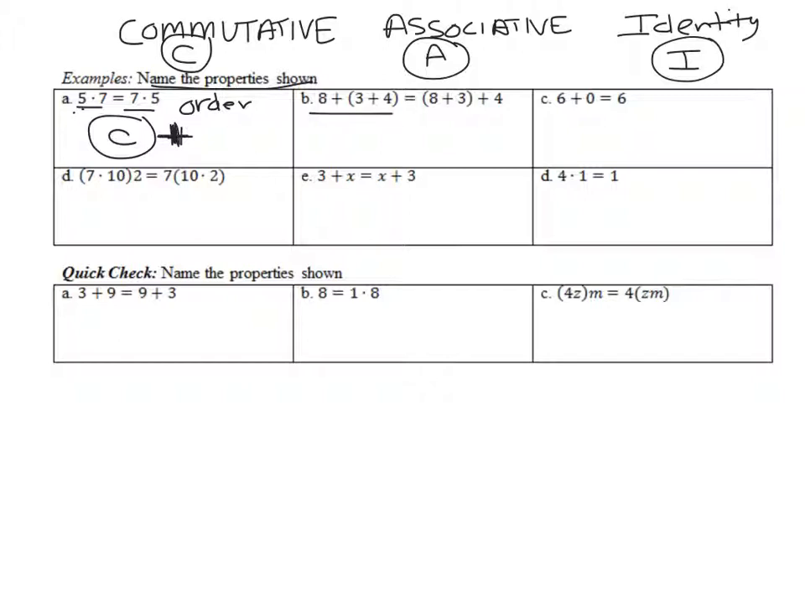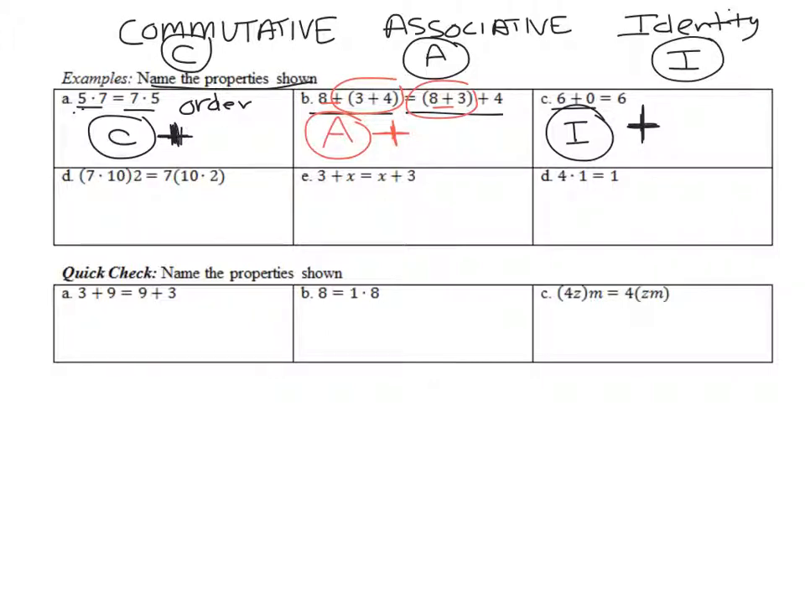Look at the left side, look at the right side. What is different about it? I'm changing where I have these parentheses. So I'm changing the grouping. So this is called the associative property. And since I'm adding, it's the associative property of addition. And letter C. I'm adding 0 to get the original number. So this is called identity, and it's addition.